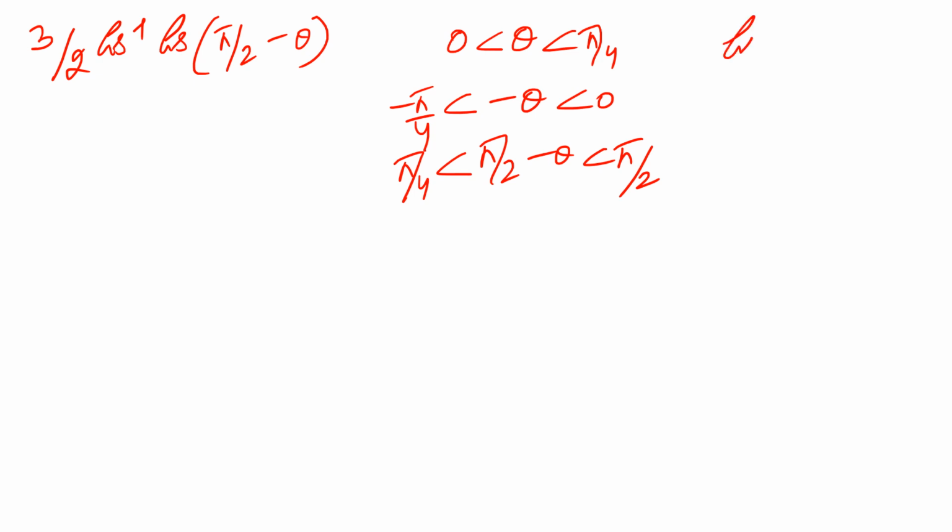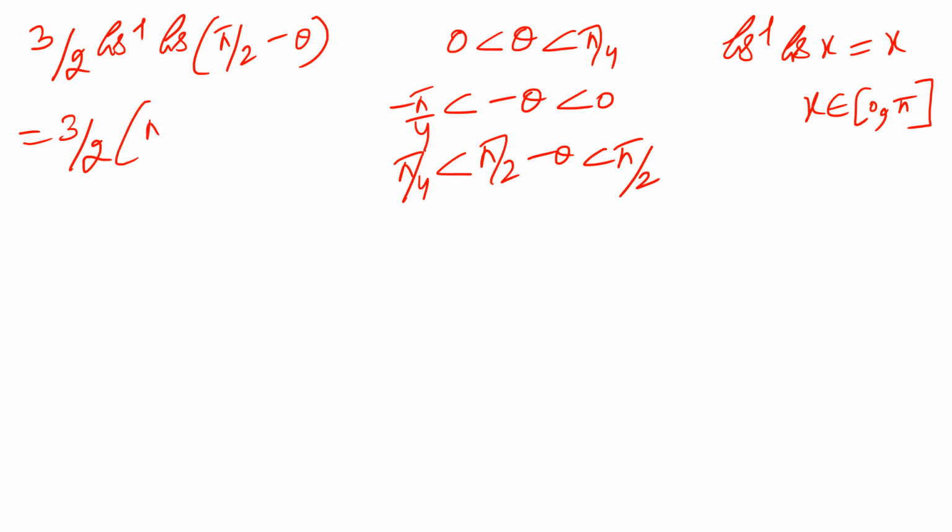Now students, we also know that cos inverse cos x is equal to x when x belongs to closed 0 to pi. Right? Now obviously pi by 2 minus theta satisfies this particular interval. So that means the value for this term becomes 3 upon 2 into pi by 2 minus theta. Or I can say this is 3 pi by 4 minus 3 theta by 2. Right? Now we move to the second term.